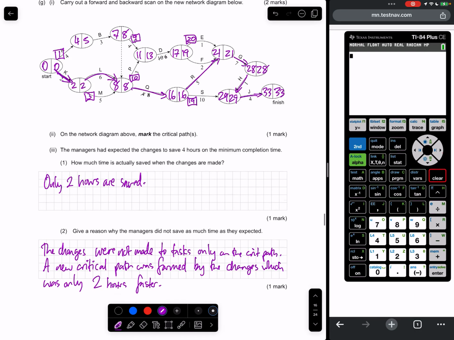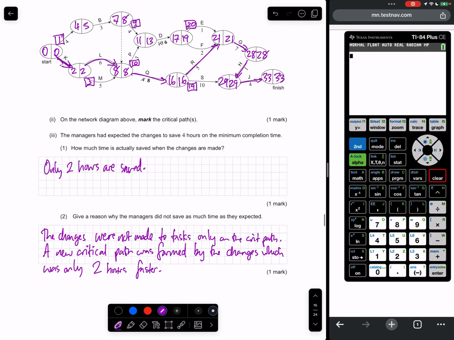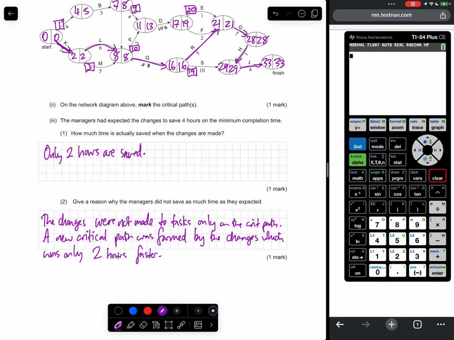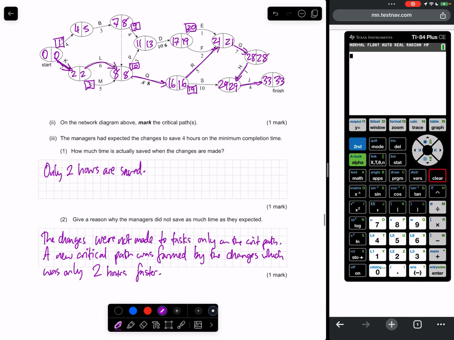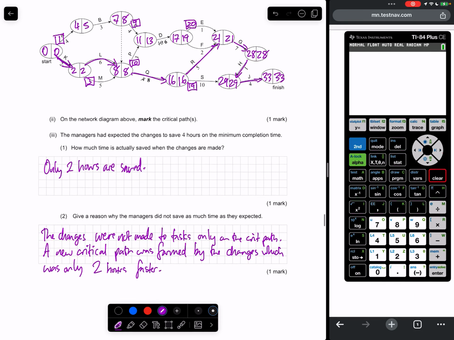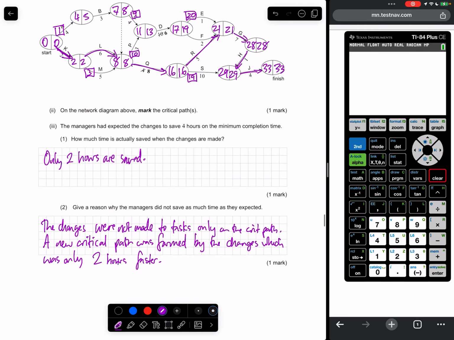Okay, so they always have to be wary that the longest path through a network is the critical path. If you make changes, you might form another critical path that is not as short as you thought it would be by making those changes. Okay?